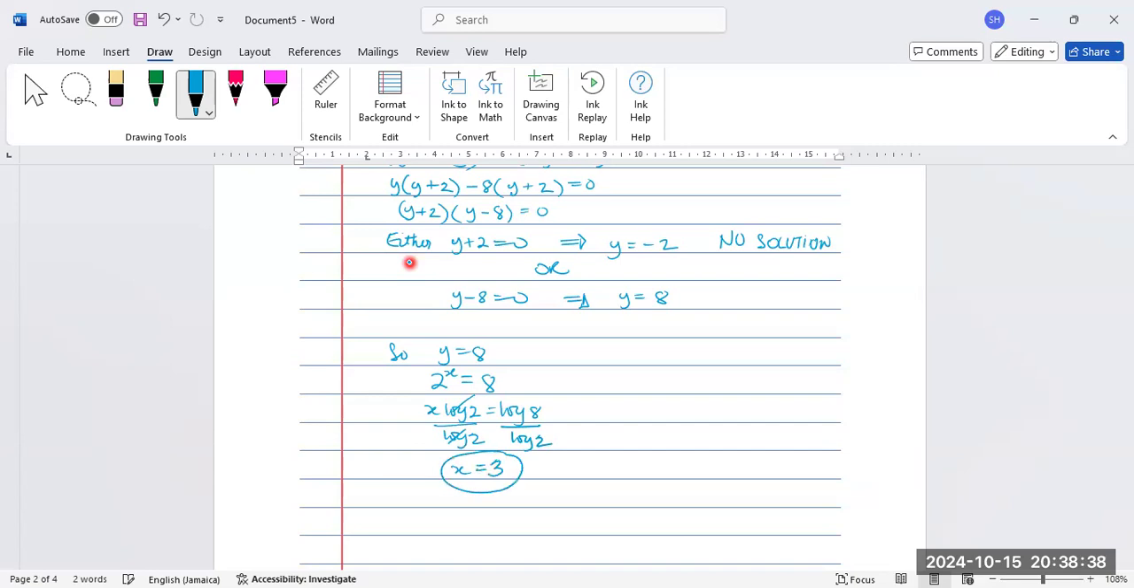Is there another way that anybody did this question? Yes, sir. You can use indices, where 2 raised to the power of x, and then you can write 8 as 2 raised to the 3rd power. X equals 3.